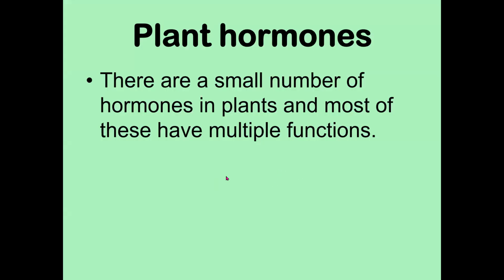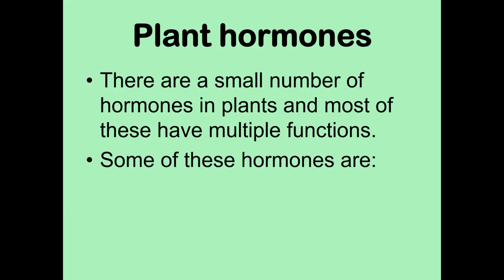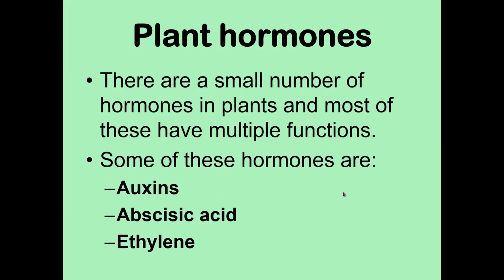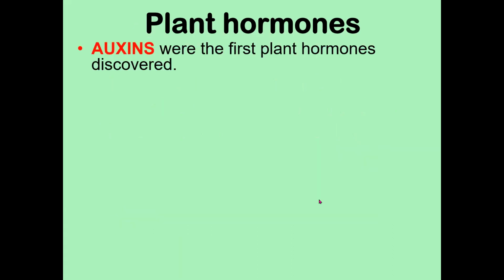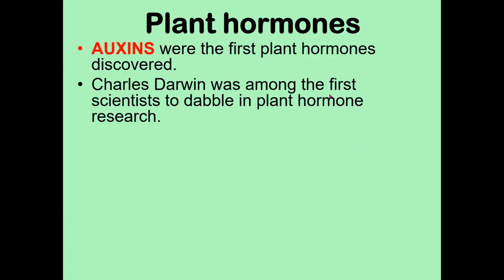Okay, now there are hormones. The plant produces hormones like we do, and some of these hormones have multiple functions. Some of these hormones are the auxins, and there's abscisic acid, and ethylene. I only mentioned three. There are a couple of others. So the auxins were the first plant hormones which were discovered. Not that Charles Darwin discovered them, but he dabbled in plant hormone research very early on.